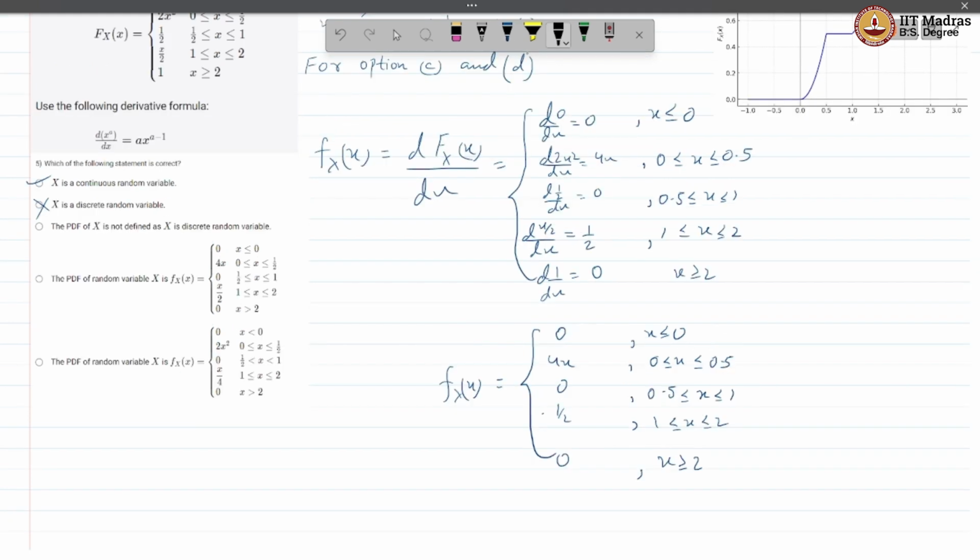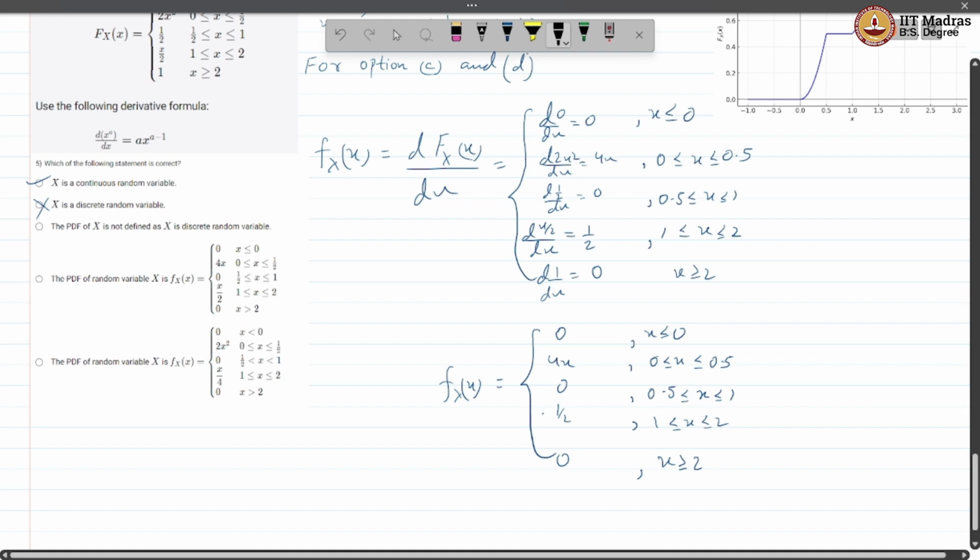There is a typo in option C. This should be for the interval 1 to 2, this should be 1 by 2 instead of x by 2. So option C is correct and D is incorrect.